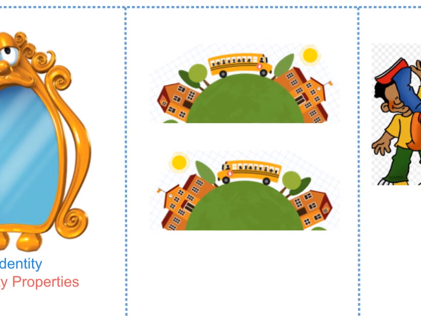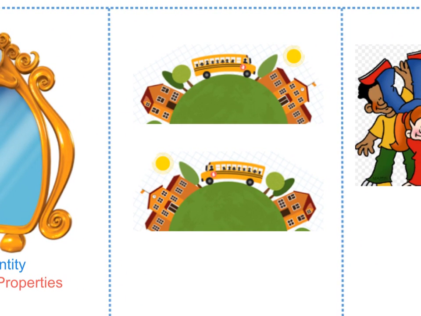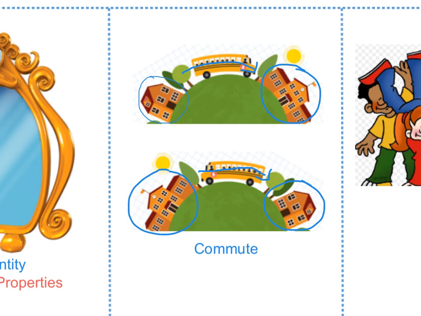Alright, so let's go ahead and move over to the second column that has a picture of a school, a house, and a school bus. So what you pretty much do every day is you start at your house, and then you leave your house, and you go to school. At the end of the school day, you leave the school, and then you go back home. This is an example of a commute. But I want you to use this concept and think about the commutative properties in math.